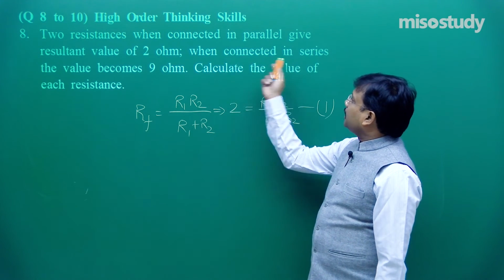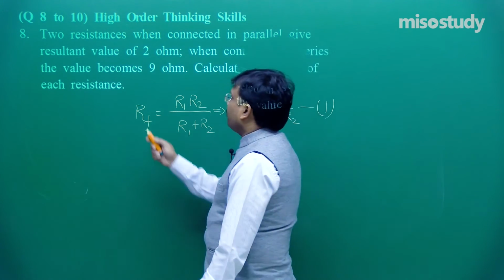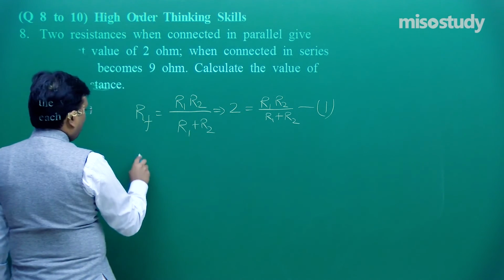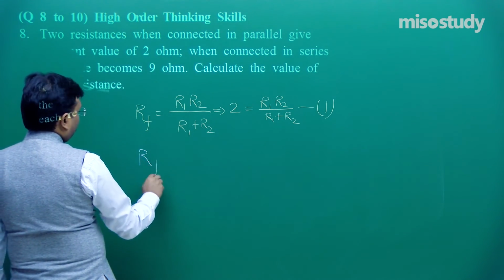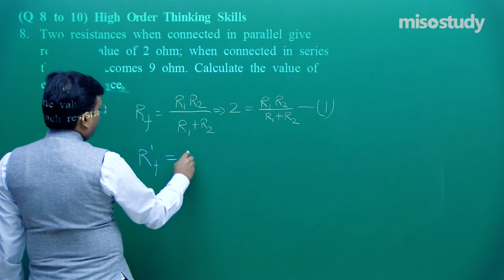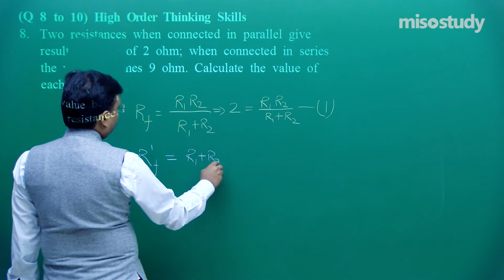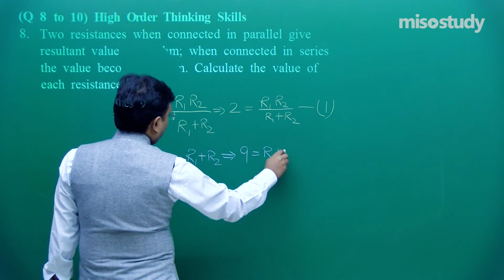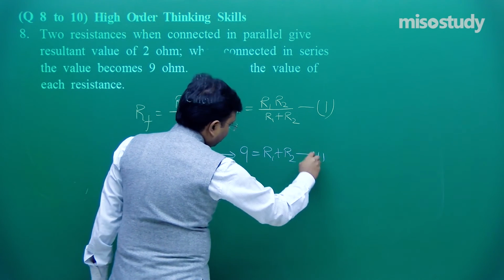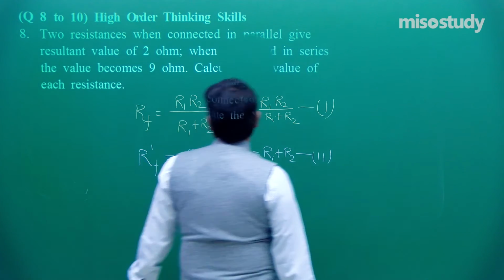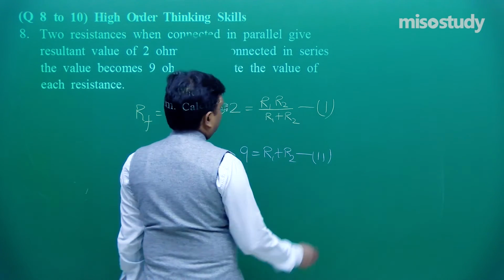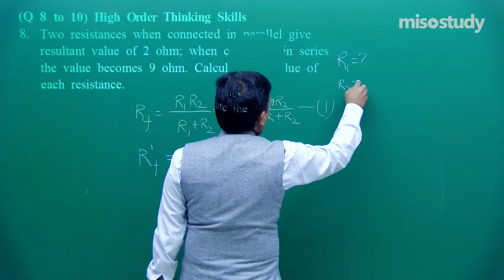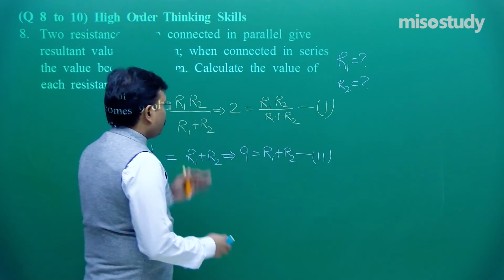When I am connecting them in series, the value becomes 9 ohms. Fine. So, R final prime is R1 plus R2. It will give me 9 is equal to R1 plus R2. Fine. Now, you have to find the value of each resistance. So, your target is this way. Now, how can you solve?